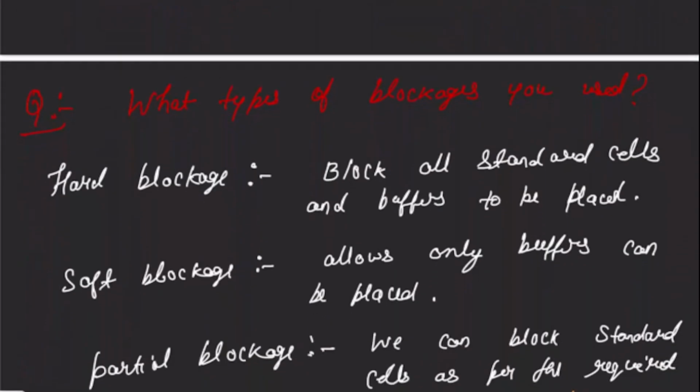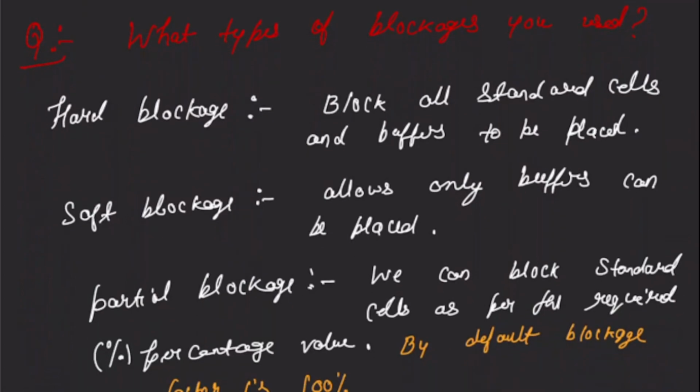Now the next question is: what type of placement blockage do you use? It means you have to explain what blockages you have used in your project. There are hard blockage, soft blockage and partial blockage. Hard blockage means it blocks all standard cells and buffers from being placed in that area. Soft blockage allows only buffers to be placed. Only buffers can be placed.